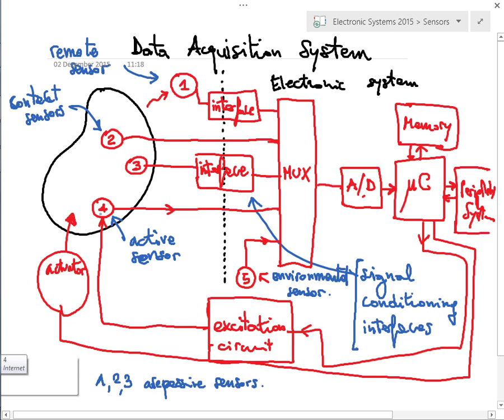It's not directly acting on the system that we want to measure. So we're going to look at some of this possibility and at some examples regarding different quantities that we want to measure.